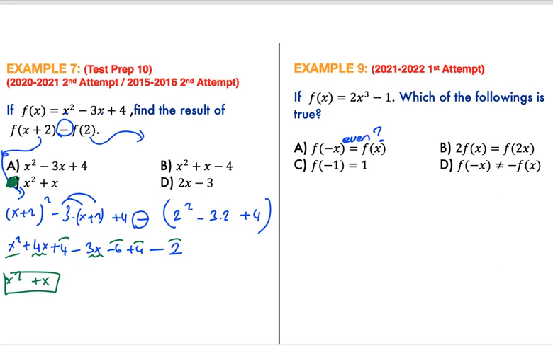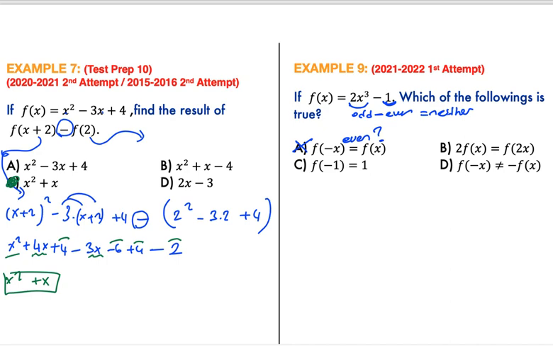Is our function even? Let's check the function. 2x cubed. This is an odd function. Negative 1, it's a number. It's an even number. Odd minus even is neither. It's neither. So it's not even. That's not true. That's false. Option A is false.